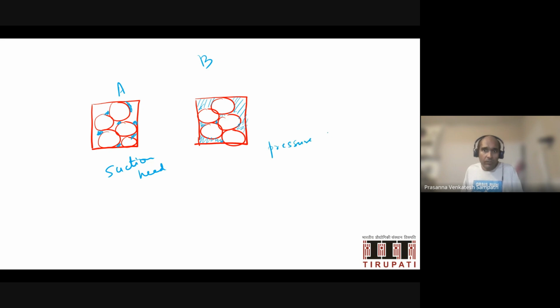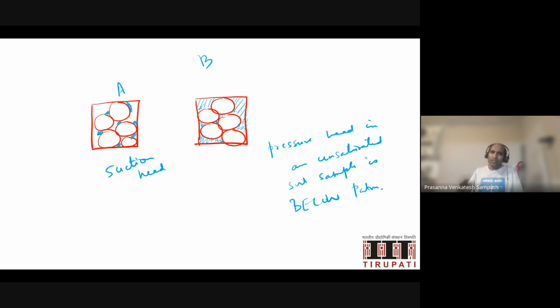I'll stop with this: the pressure head in an unsaturated soil sample is below the atmosphere. Okay, just keep this in mind.